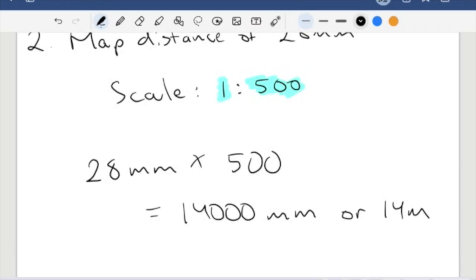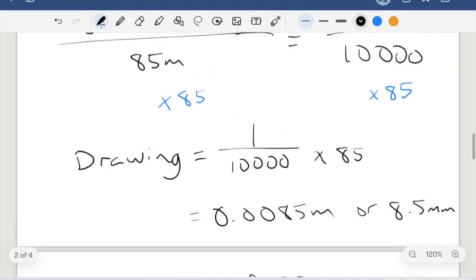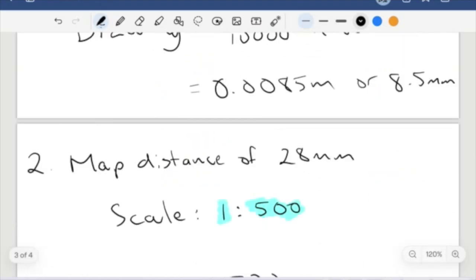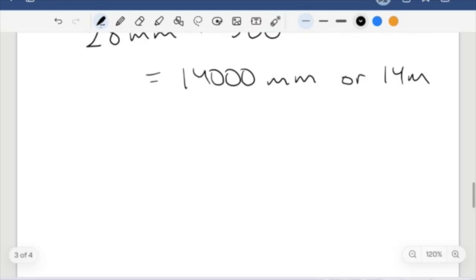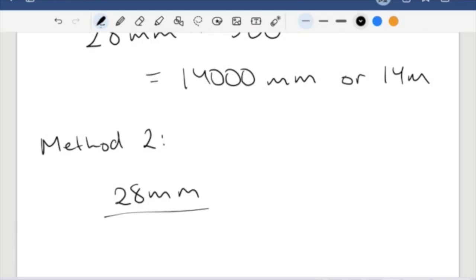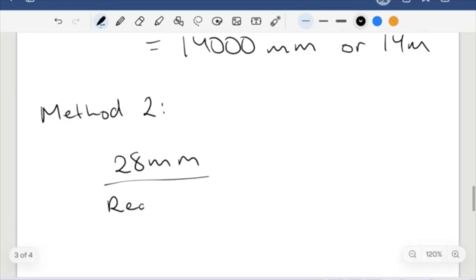Now, we can also do this using the fraction we set up before, and it'll give us the exact same answer. So for example, let's call this method 2. We can rewrite this as the length on drawing over the real length. So 28 millimeters over the real length equals 1 over 500.